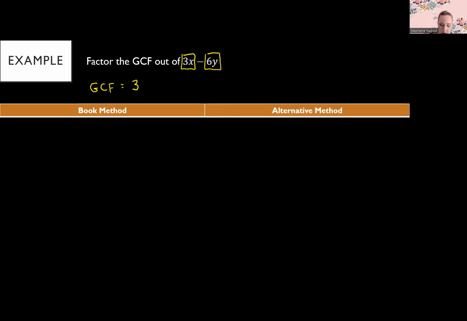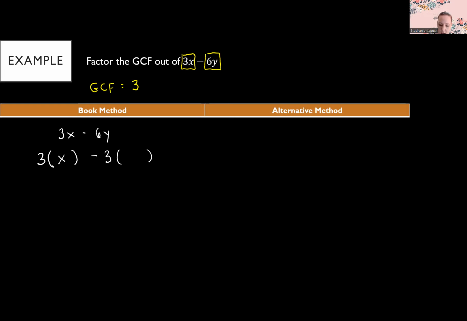So the way the book method works is that you start with what you have, 3x minus 6y. And then you're rewriting this with your greatest common factor in front, and then whatever you need in parentheses to get back to your original thing. So for 3x, if I have the 3 separated out, then I just need x to get to 3x when you multiply that out.